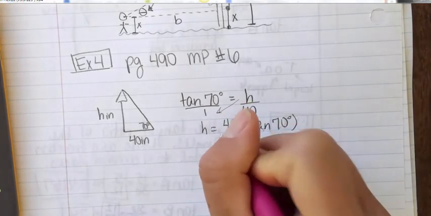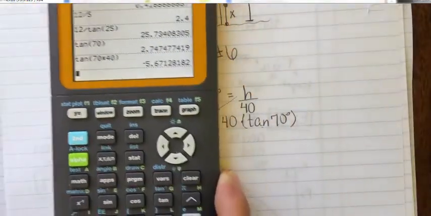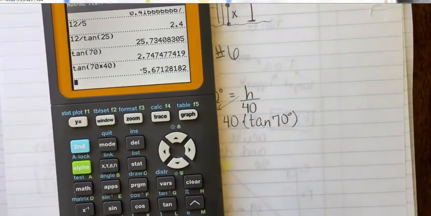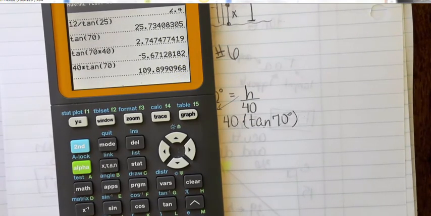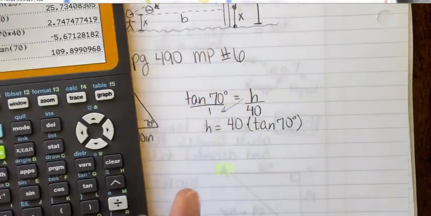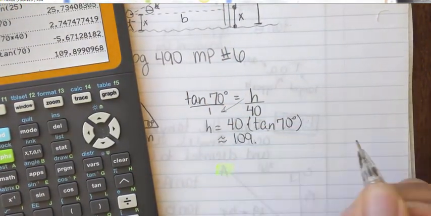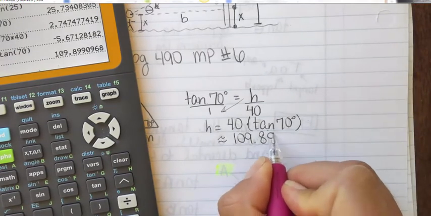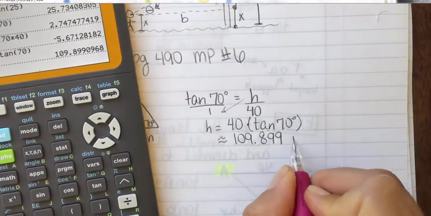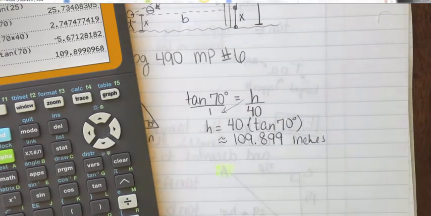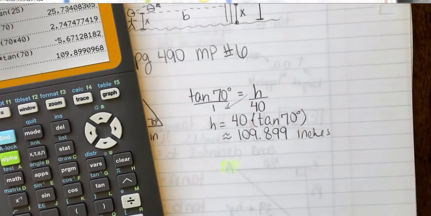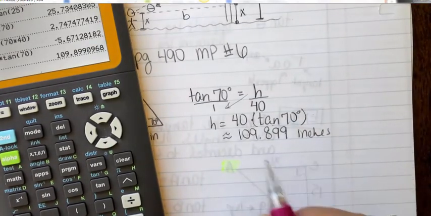Okay, so back to this. In your calculator, some of you could just type in 40 times tan of 70. That's one way to do this. And we're going to get approximately, and I always go 3 decimal places if it doesn't tell me what to do, and that's going to be in inches. Oh, excuse me. Okay, so that's my height.